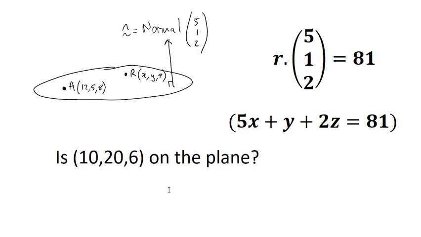Okay, let's do a few techniques. We've got the equation of the plane here, written in both forms, whichever one you find easier, which is bound to be the Cartesian. So is (10, 2, 6) on the plane? Well, just plug it in. 5 times 10 plus 2 plus 2 times 6, is that equal to 81? No, it's not. Therefore, this is not on the plane.